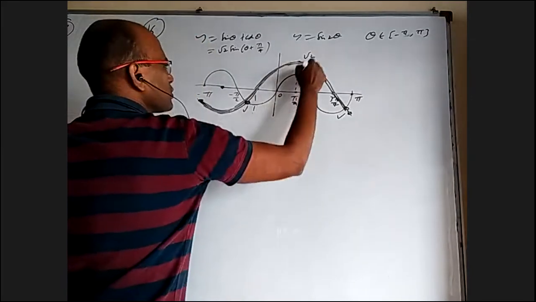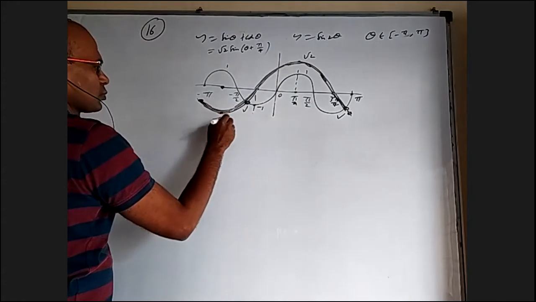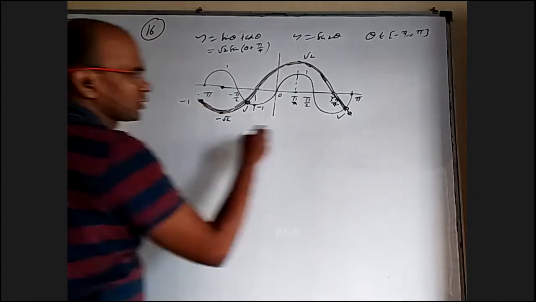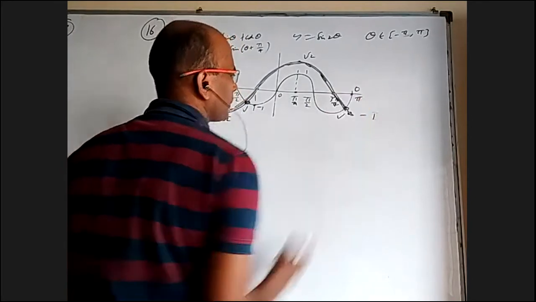This is root 2, this is 1, this is minus 1, this is 1, this is minus root 2, and this is also minus 1, this is also minus 1, this is 0.